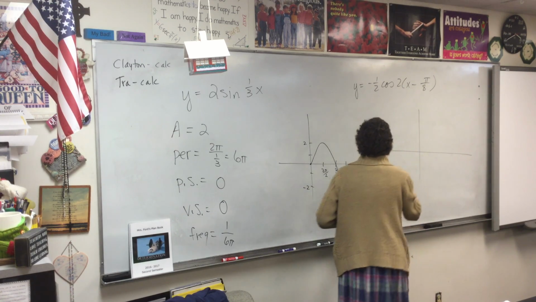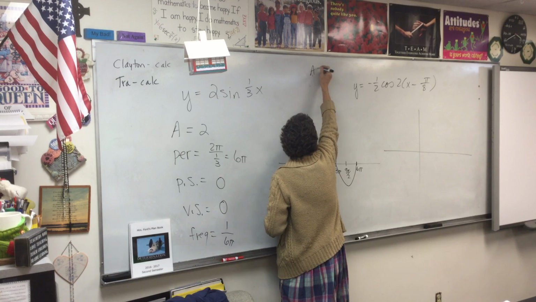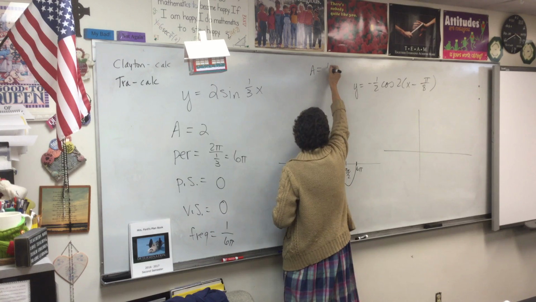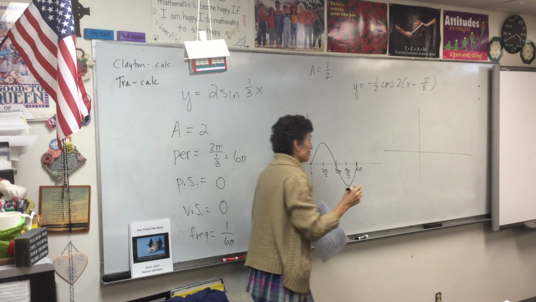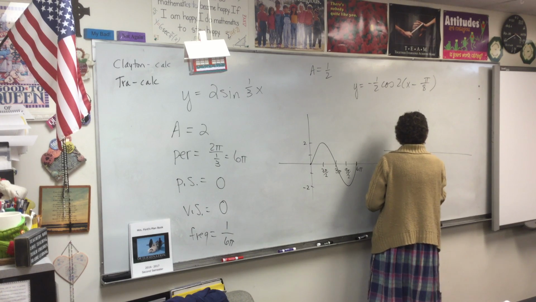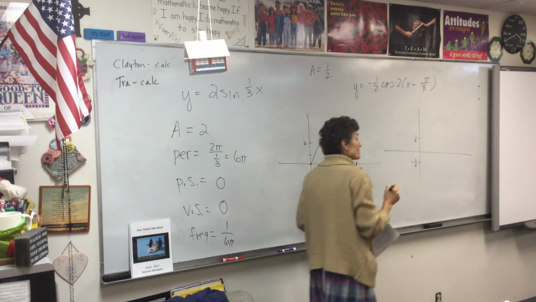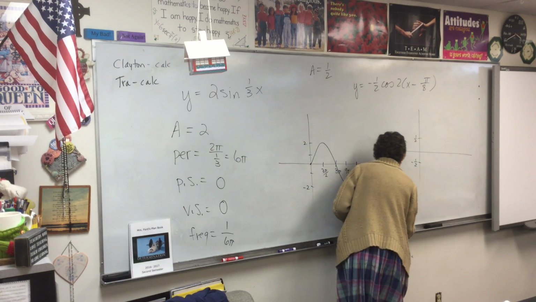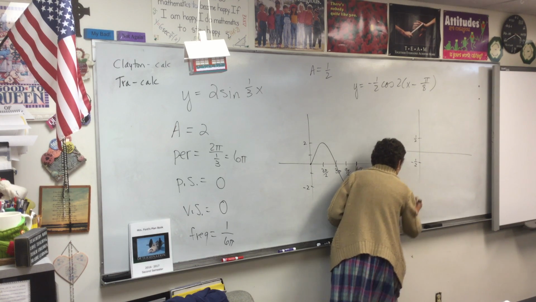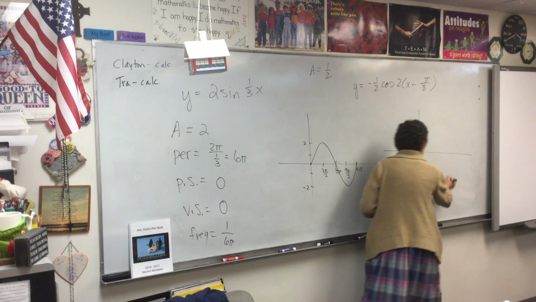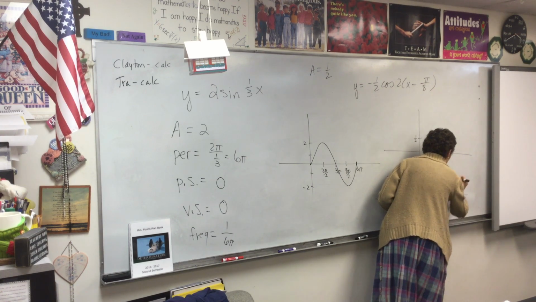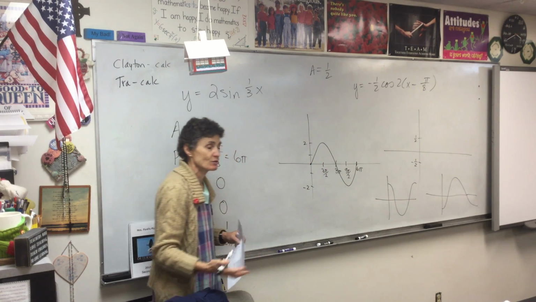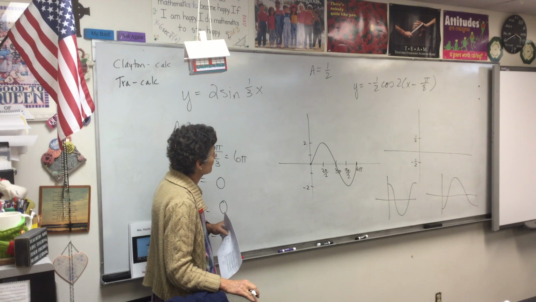All right, let's list all of our stuff first. Amplitude, what's the amplitude of this curve? Okay, watch it. It's 1/2. Yep. Now what does the negative tell me? The negative tells me that my cosine is going to be upside down. So normally my cosine with one period would look like this. This one is going to be upside down and look like this, because it has a negative out in front, and that's what negatives do. They reflect across the x-axis.